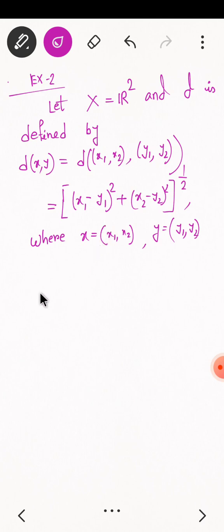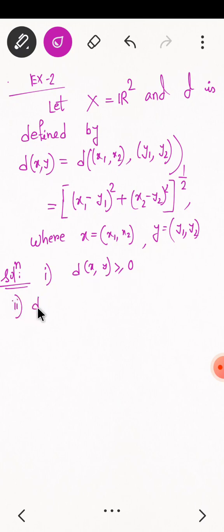So next we show that D satisfies the four properties. The first property is D of xy greater or equal to 0, because this is something squared, this is positive, this is also positive, the sum of two positive numbers is positive, and the root is also positive. So by definition D of xy is greater or equal to 0.